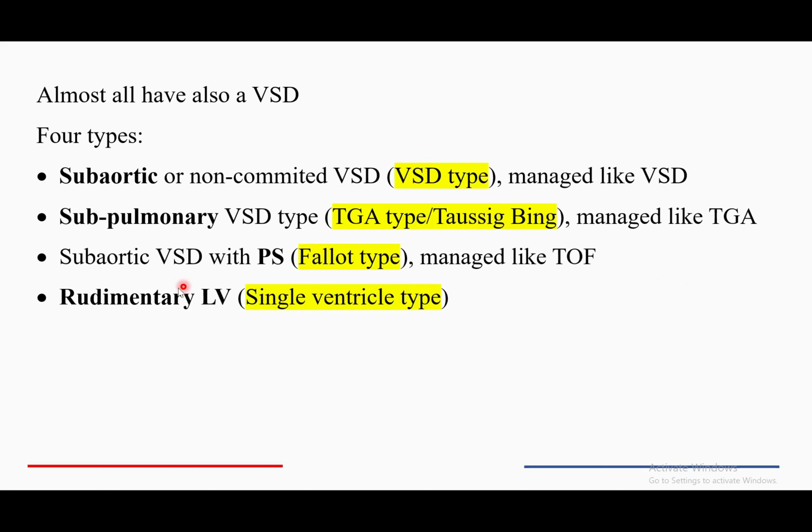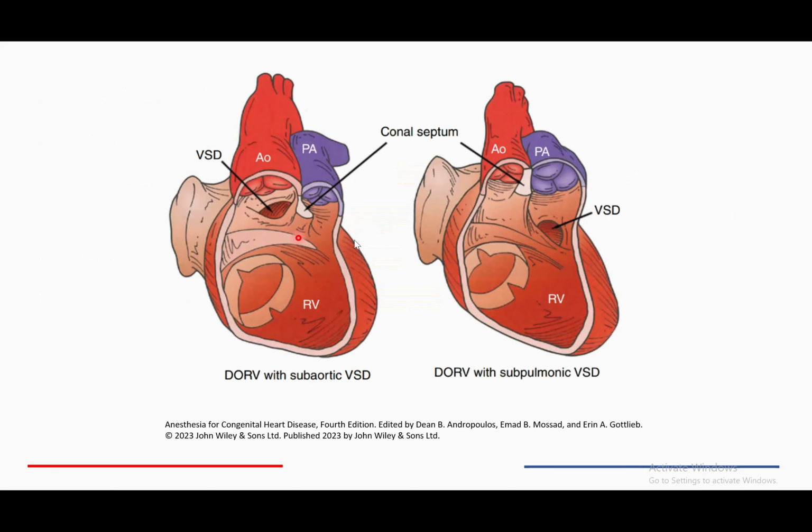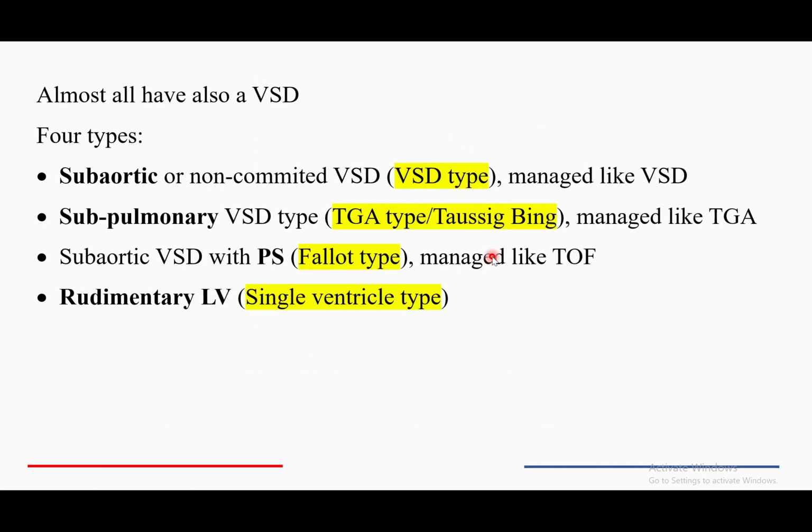In a subaortic VSD with a pulmonary stenosis, or even in a subpulmonic VSD with a pulmonary stenosis, so the presence of a pulmonary stenosis, whether it is subaortic or subpulmonic or non-committed, blood will find it difficult to flow through the pulmonary artery. So most of the blood will flow through the aorta, and some blood will pass through the pulmonary stenosis, and right to left shunt will occur, and this is a Fallot type, and it is managed like the Fallot.